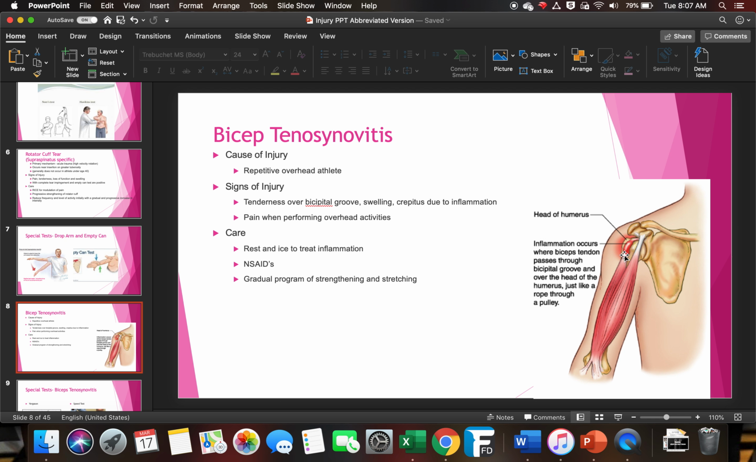And this is very basic treatment for tendonitis, right? Remember, though, tenosynovitis is the sheath around the tendon. It's not necessarily the tendon, it's that sheath. So rest and ice, take some NSAIDs, and then a gradual strengthening and stretching program.